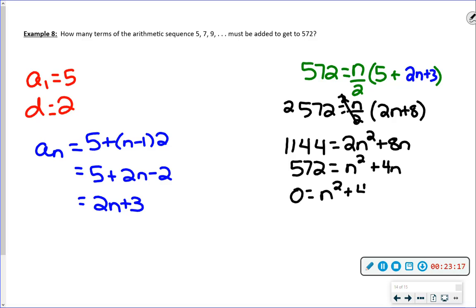Well, this is going to be a fun question. What 2 numbers multiply to negative 572 and add to 4? Don't all yell it at once. Now, I wouldn't try to guess and check on my calculator with that large 572. Use your table and your graphing calculator. Do you remember how to put that in?